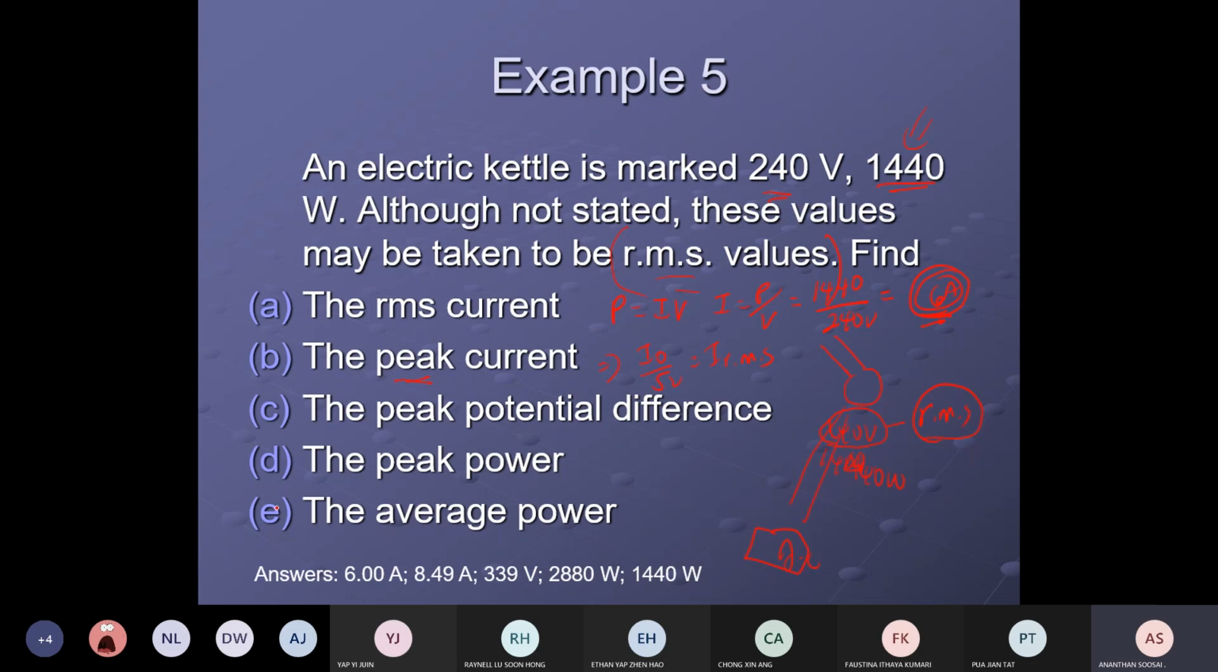Okay, work out the other three, C, D, and E. What are you going to find? Peak potential difference, peak voltage. You know RMS voltage already. RMS voltage is 240, so you can find the peak. V naught over root 2 is equal to V RMS, always. So V naught is V RMS times root 2. That means 240 times root 2 will give you the peak potential difference. So you get 339 volt.